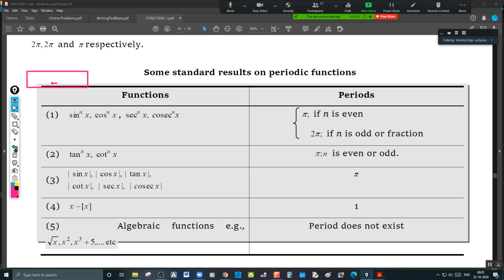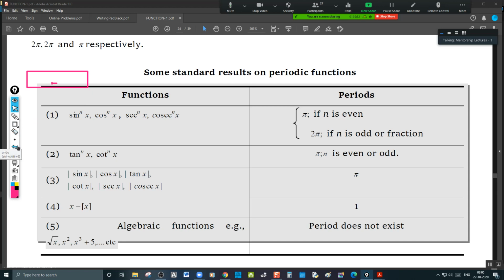Sin x repeats between 0 and 2 pi. That is why period of sin x is 2 pi. And period of cos x is also 2 pi. Period of tan x and cot x is pi only. Similarly, reciprocals secant x and cosecant x will have the periods 2 pi only. Okay.